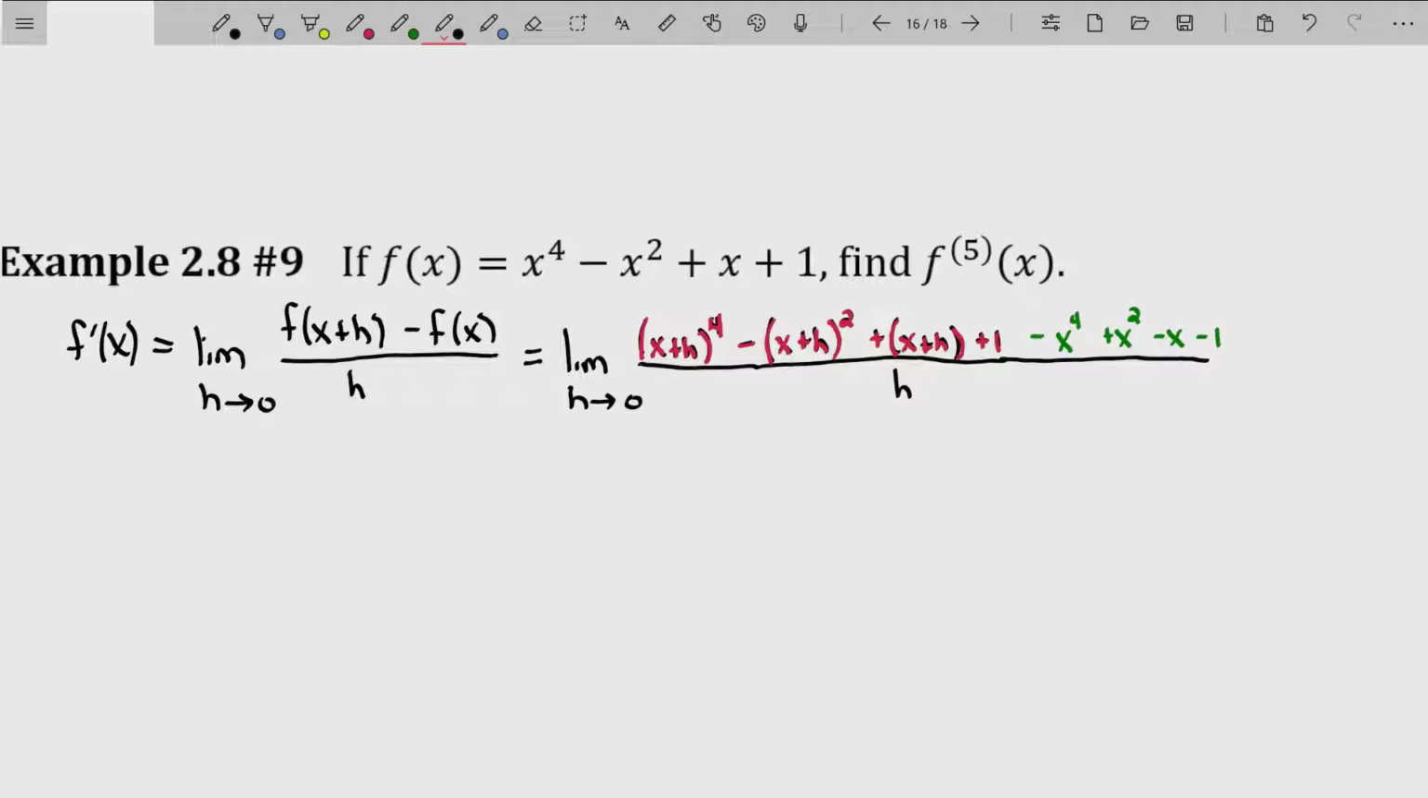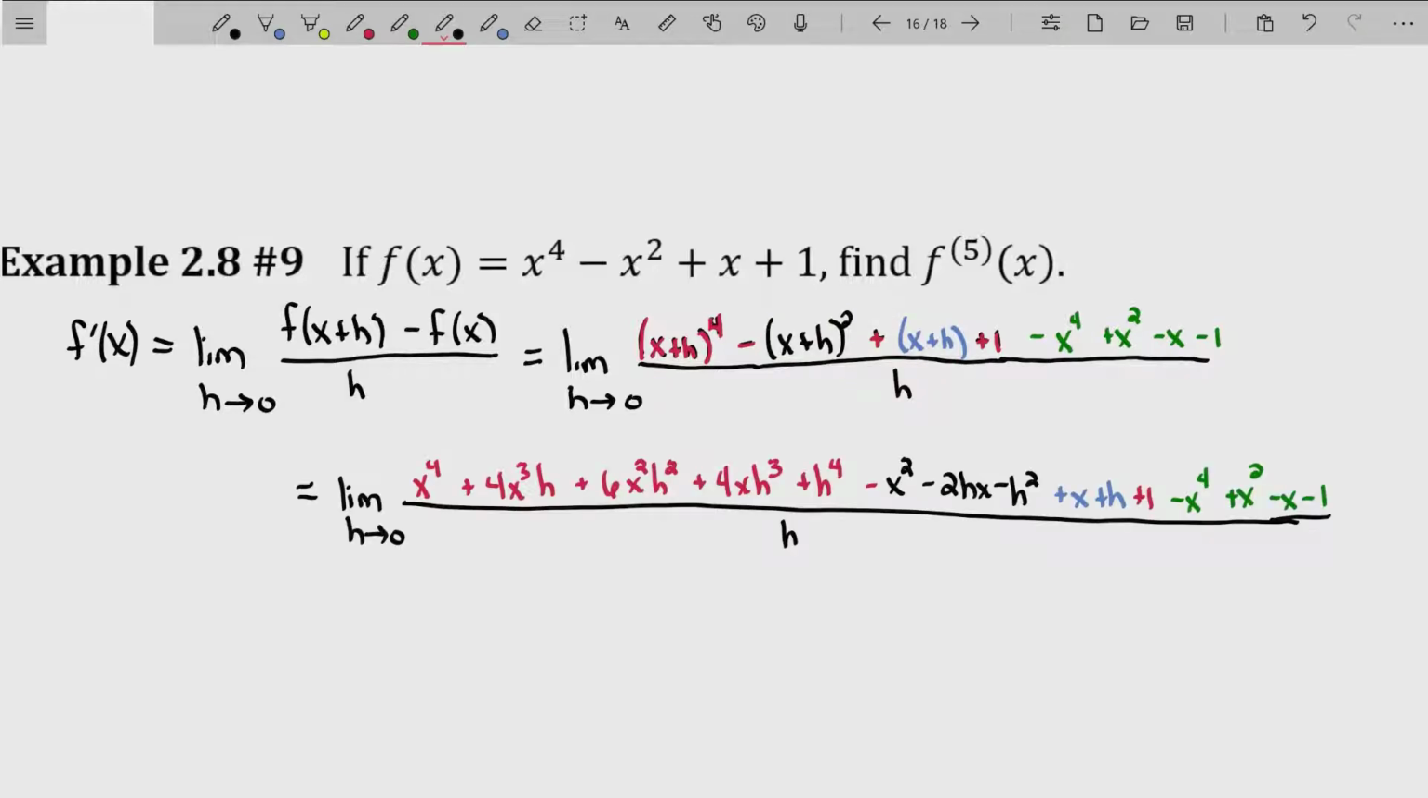Now you're going to multiply that out. And multiplying this out requires either patience, because you're multiplying binomials against themselves multiple times, or better yet, Pascal's triangle. So I'm going to quickly multiply these binomials out using Pascal's triangle. And again, I tried to color code. I actually changed some colors there. So the red ink is to do with the expansion of x plus h to the fourth. The black ink is to do with the expansion of x plus h squared. The blue ink is just the x plus h, and the green ink is the same green ink from before.